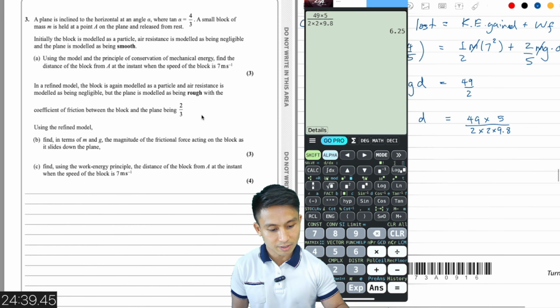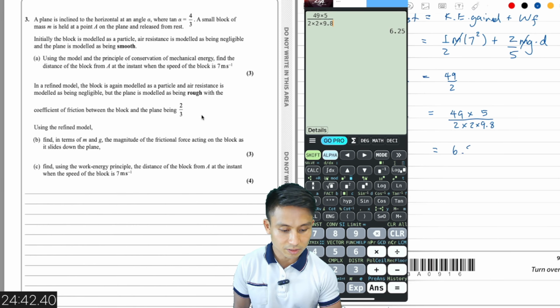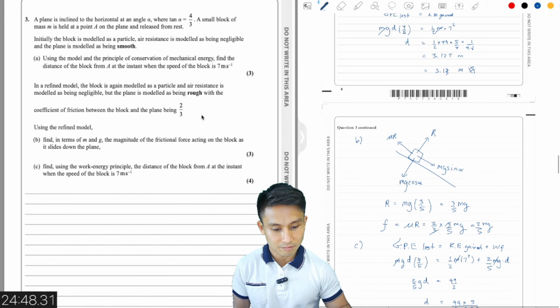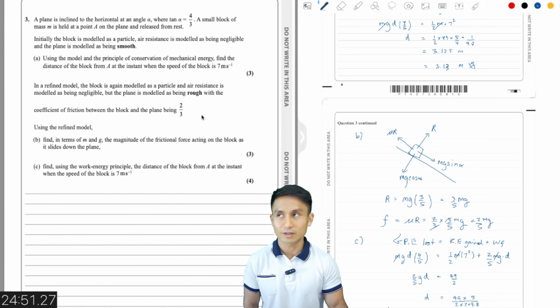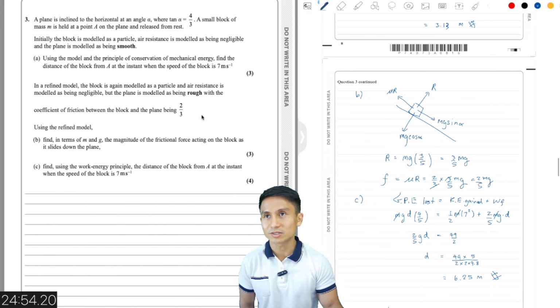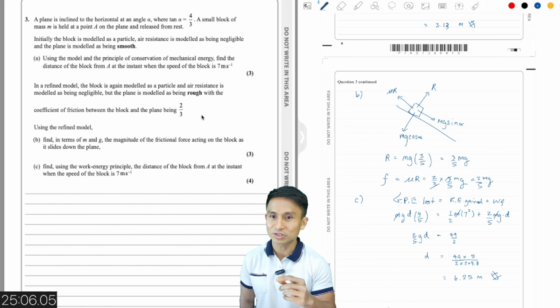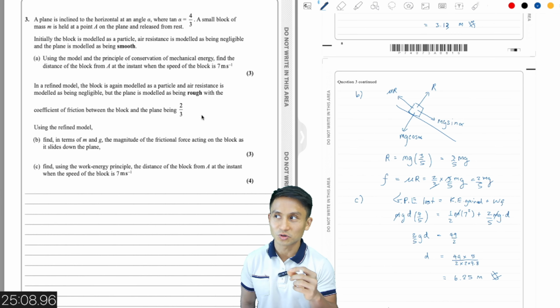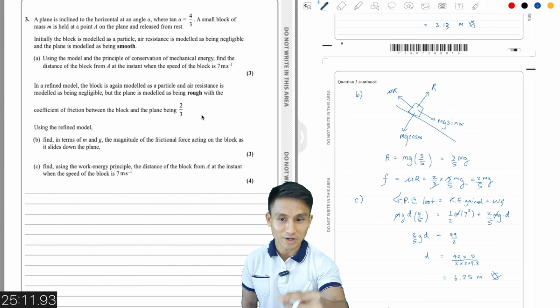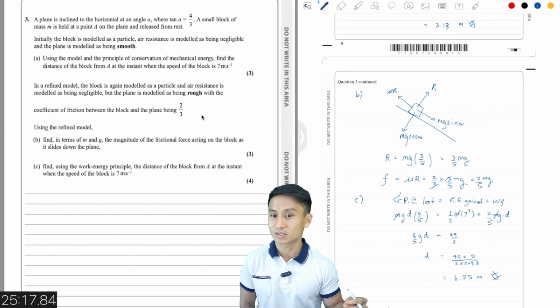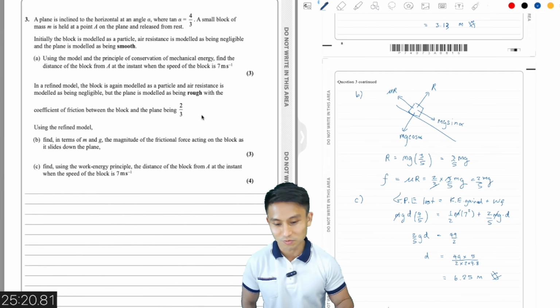Let me just double check everything. Yeah, that should be fine. So the answer is just 6.25 meters. And as you can see, it's not smaller. Oh wait, it's greater. That makes sense, because you would spend a longer distance to go up to the same speed. So if there is no friction, the acceleration is greater, so you spend a shorter distance to accelerate to 7 meters per second. But when there is friction, you take longer time, so you take longer distance to accelerate to the same speed. Just making sense out of it, actually.